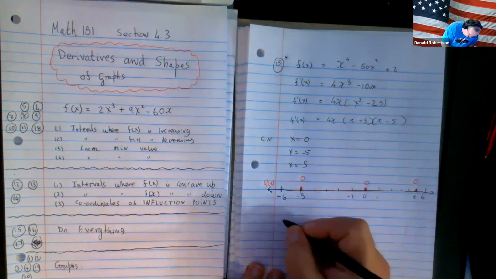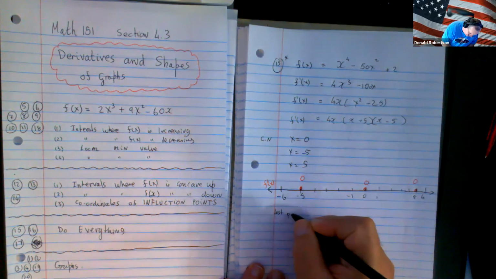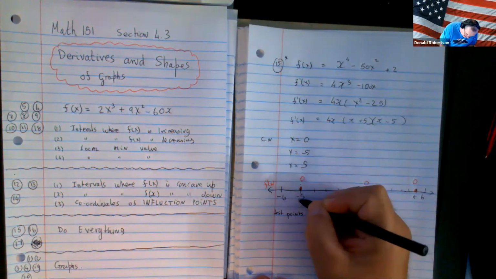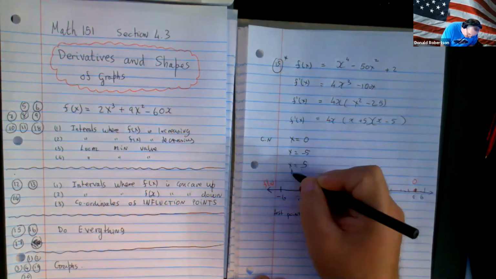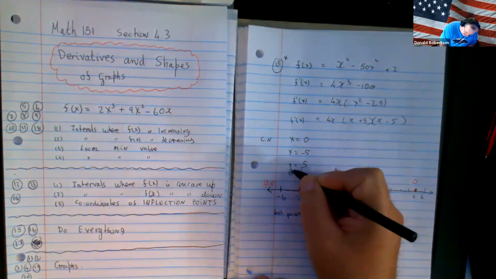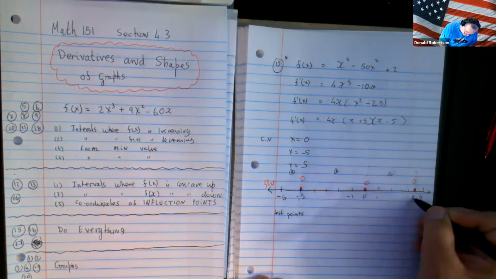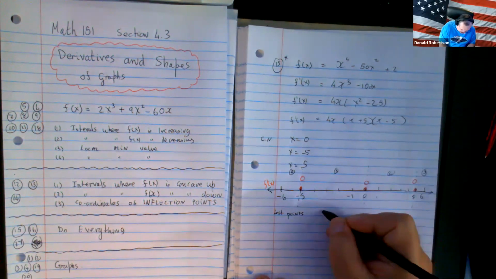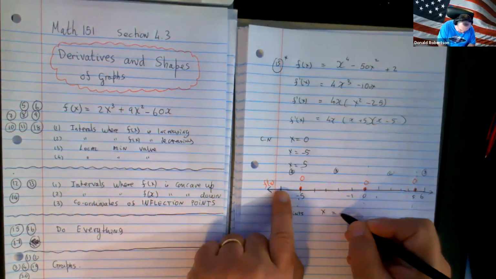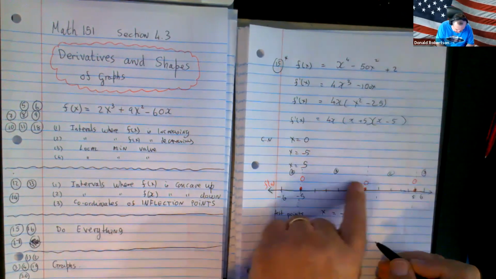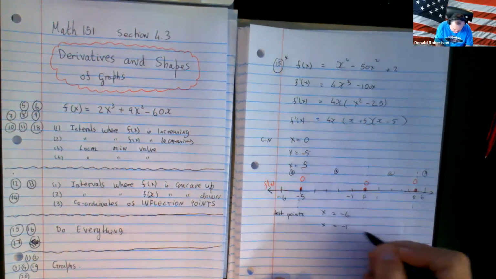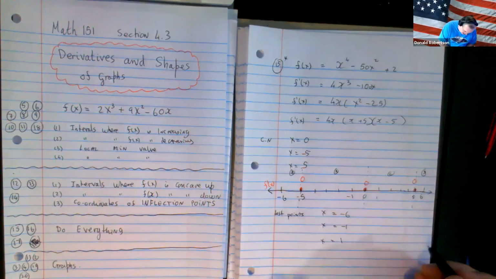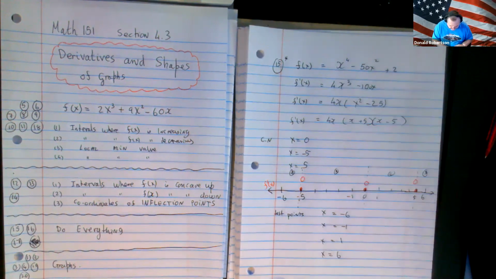And then do test points. That's my little invisible walls. Be a region A, a region B, region C, and a region D. So a test point in region A would probably be -6. For region B, may as well make it -1. For region C, make it 1. And for region D, choose a test point of 6.